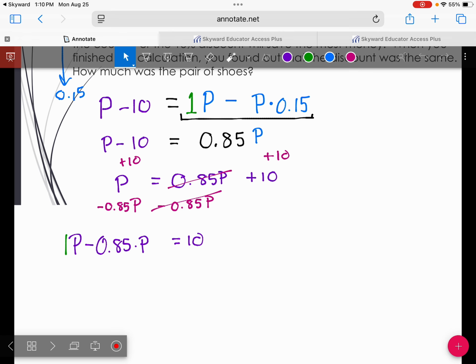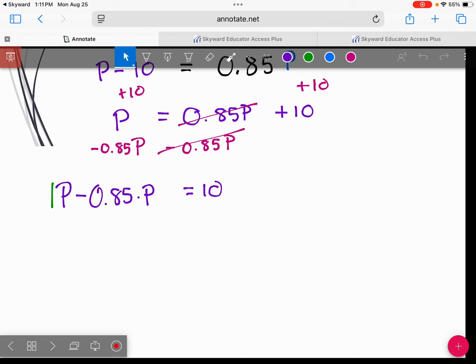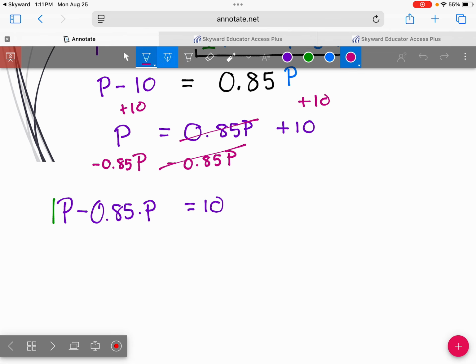How much is left? 0.15. That's what we're looking at here. So it's just taking out a chunk of it. It's not going to make us go negative. So we should wind up with 0.15 times P equals, all that's left over here, 10.